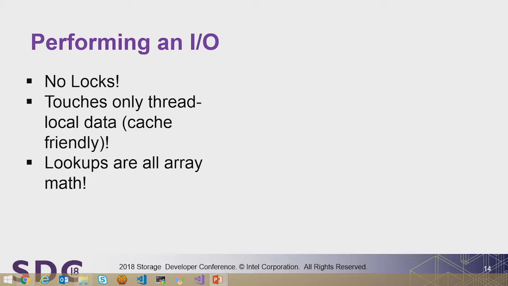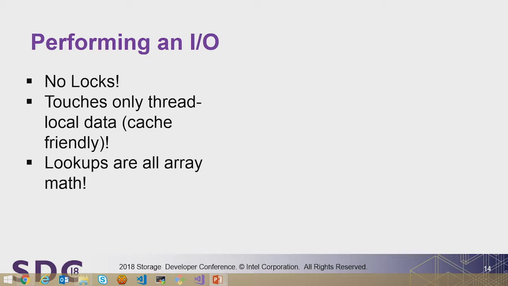So I'm just going to go through the process of handling an I/O. Now that we've established a connection, they sent us the first command. It was a connect command, and it told us what subsystem it's for, and we've cached a pointer in our queue pair structure. And now we're ready to do I/O.